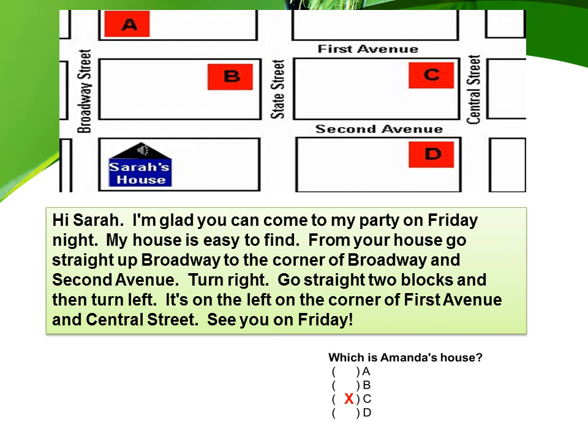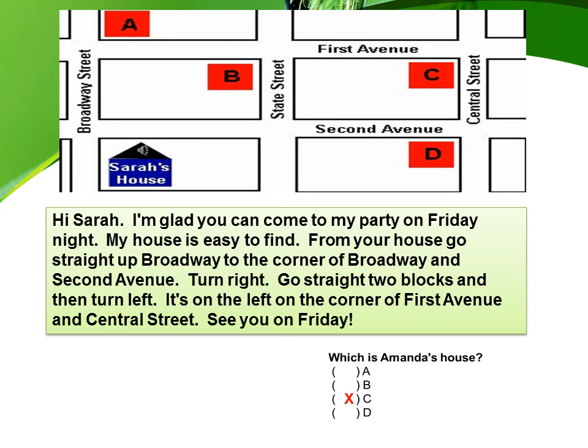Okay, here is one more practice for you to give directions. Hi Sarah, I'm glad you can come to my party on Friday night. My house is easy to find. From your house, go straight up Broadway to the corner of Broadway and 2nd Avenue. Turn right, go straight 2 blocks and then turn left. It's on the left on the corner of First Avenue and Central Street.